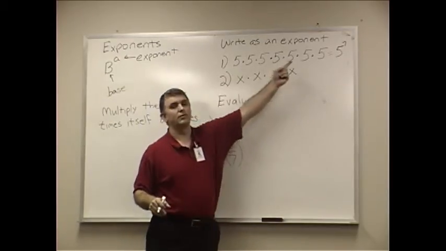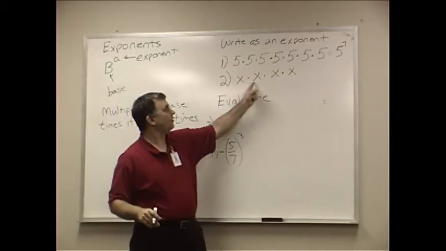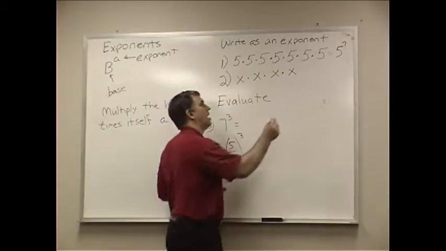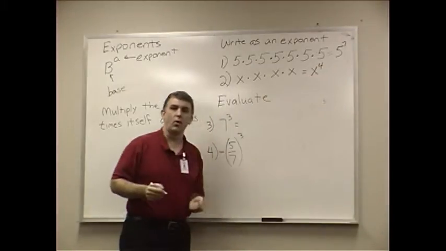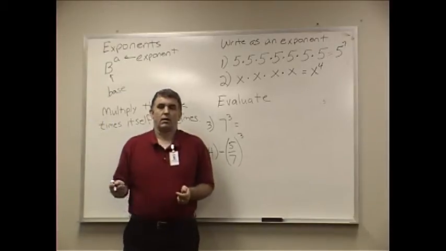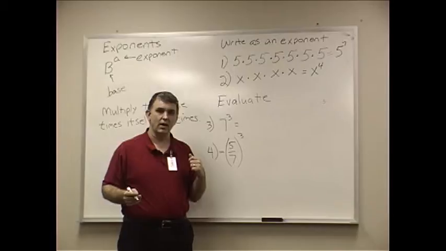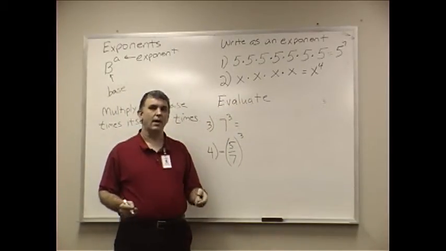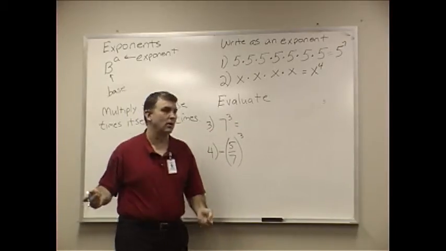Now, you can do this not only with numbers, but you can do this with variables. X is a variable, and it's being multiplied times itself 4 times. So a simplified way, or an easier way to write this, would be x to the 4th. These are pretty straightforward. You don't usually see too many of these. In general, we need you to evaluate things that are written as exponents. That means figure out what the answer is.